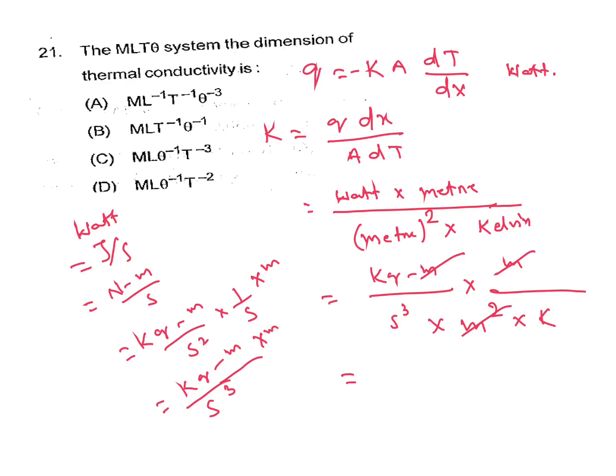Then kg is M, meter is L, divided by S is time, T, divided by Kelvin theta. So ML theta inverse T to the power minus 3. ML theta inverse T to the power minus 3 is our answer.